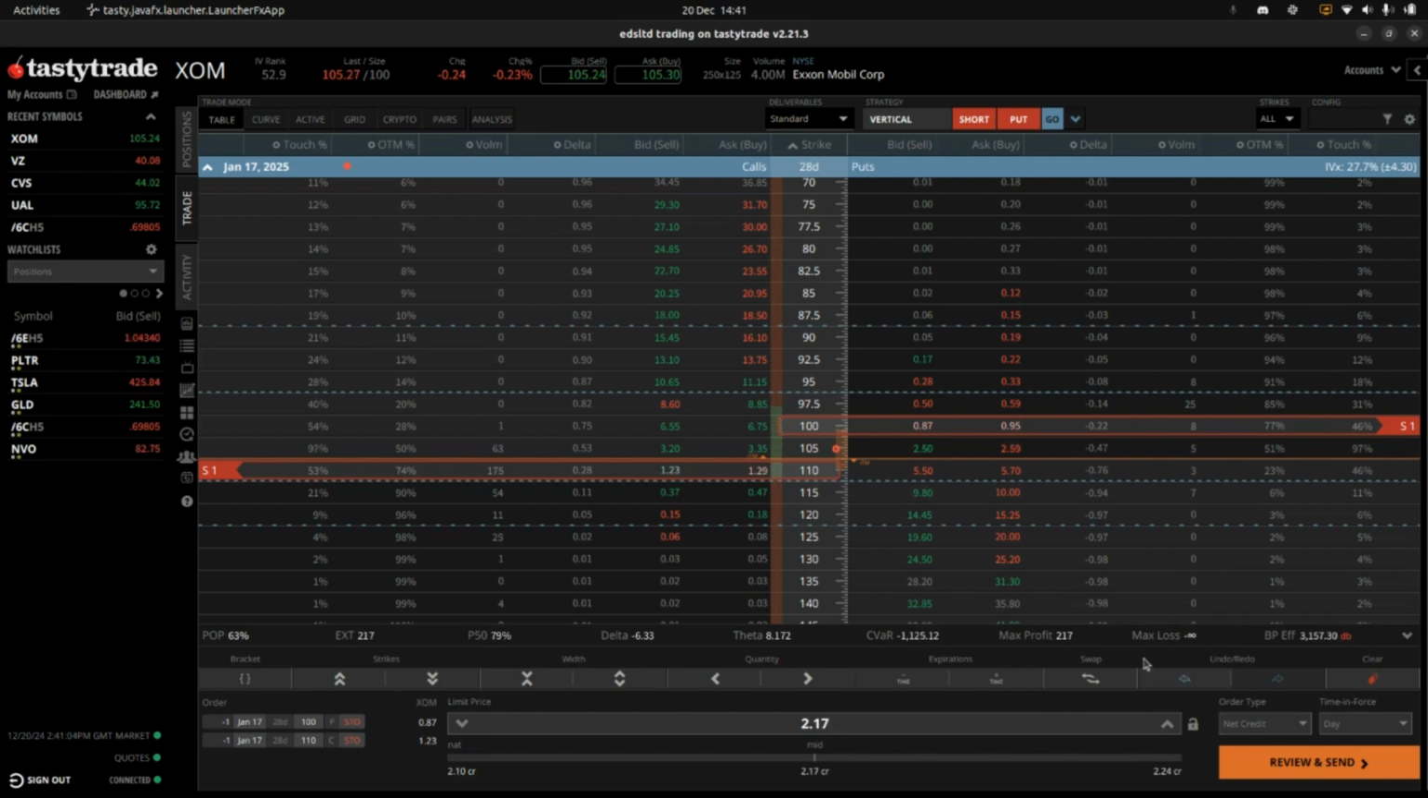Now, don't be afraid of this unlimited loss potential. You won't actually take an unlimited loss as long as you know how to manage risk correctly. But that's why our buying power requirement is so high, because our broker is making sure that we have enough money in our account to cover ourselves in the worst of cases, in the worst 5% of cases.